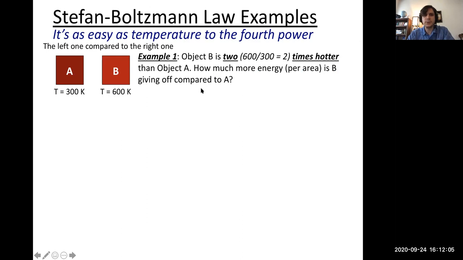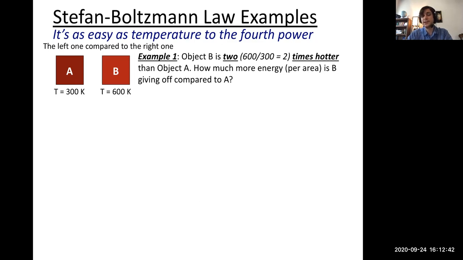Okay, so in this one, I'm gonna have everything be the same size. And we're just gonna consider some square A compared to some square B, so one on the left compared to the one on the right. I'll give them temperatures. So A here is going to have a temperature of 300 Kelvin. B is going to have a temperature of 600 Kelvin. Or what I'll probably do is just tell you that B is 2 times hotter than A. So object B is 2 times hotter than object A.